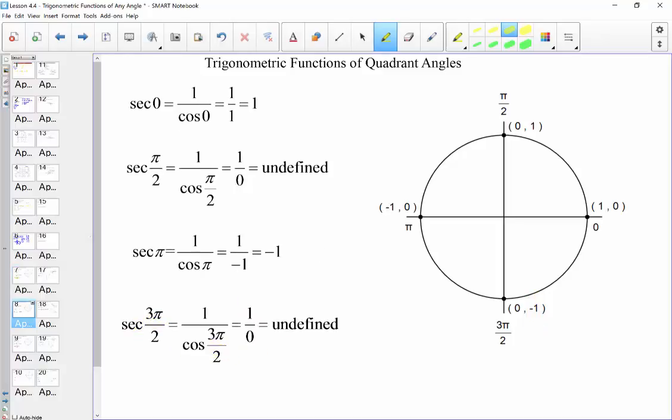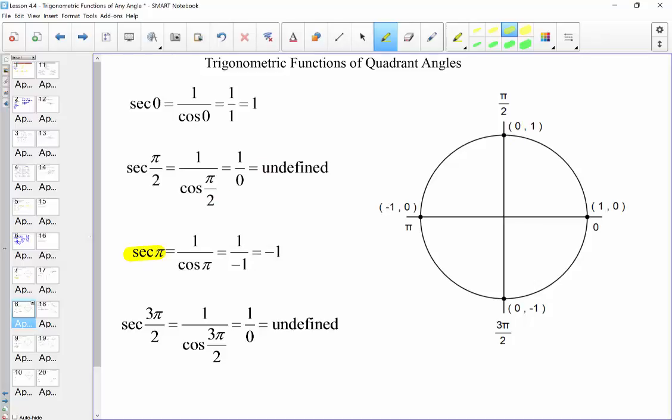In this example, we have the secant of 0, which is equal to 1 over the cosine of 0. And the cosine of 0 is 1 because that's the x-coordinate where angle 0 intersects the unit circle. So we have 1 over 1, which equals 1. The secant of pi over 2 is equal to 1 over the cosine of pi over 2. The cosine of pi over 2 is 0 because that is the x-coordinate where pi over 2 intersects the unit circle. So we have 1 over 0, which is undefined.